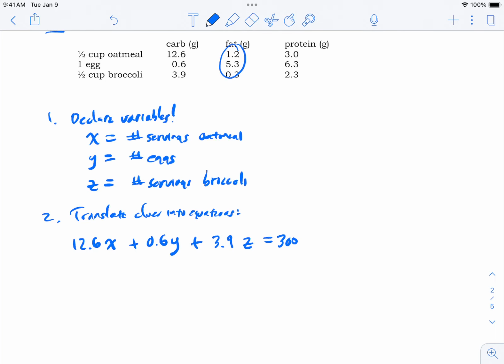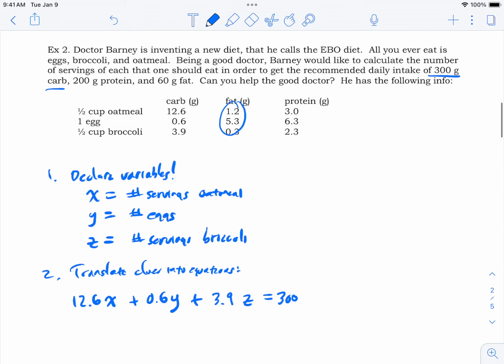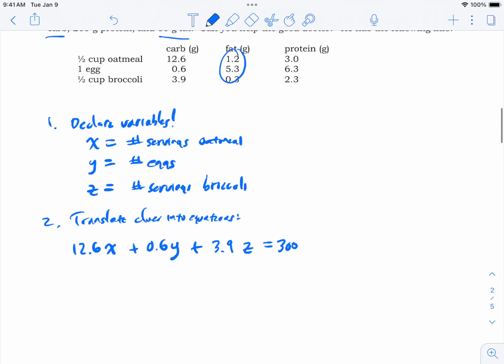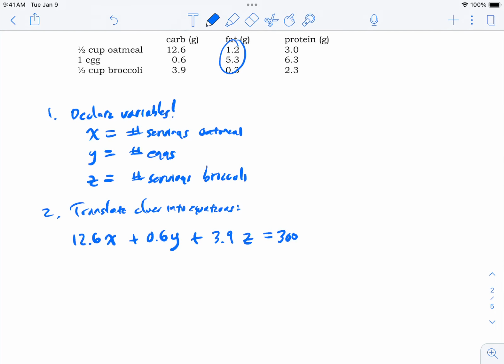Now, the fat, we're supposed to have, I think it said, 60 grams of fat. Let's do that one next. I'm reading from these numbers now. For every serving of oatmeal, you're going to get 5.3 grams of fat. From every serving of eggs, you're going to get 0.3 grams, and 1.2 grams from every serving of broccoli, and you're trying to get 60.